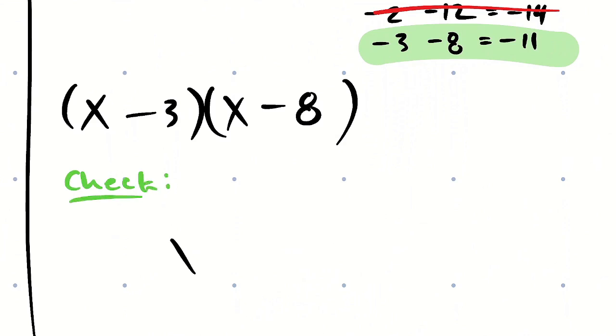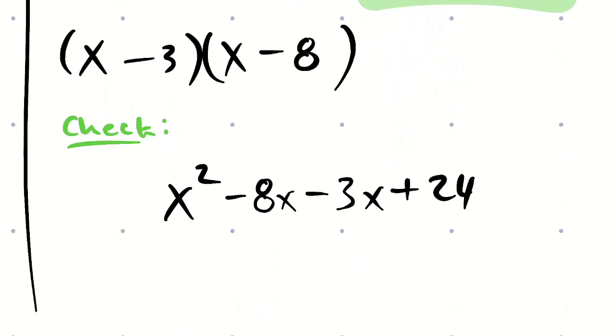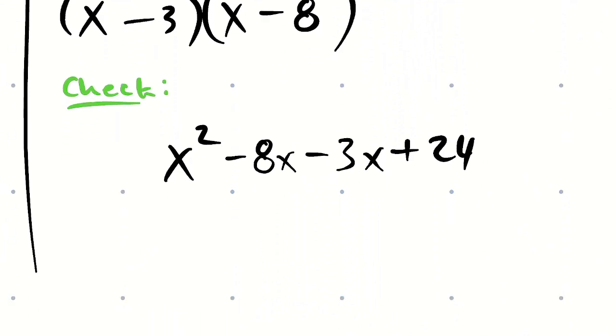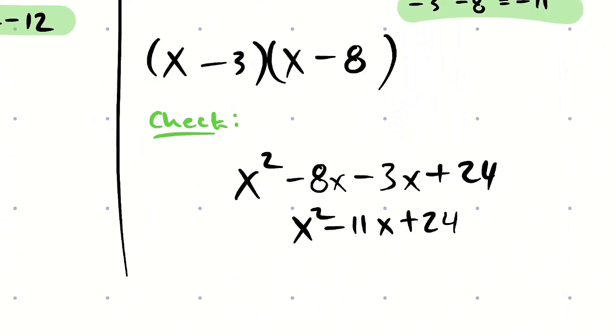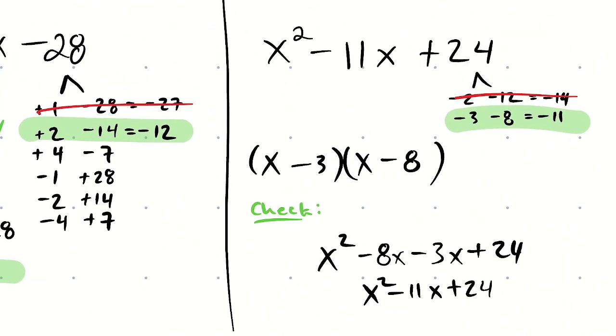X times x is x squared. X times negative 8 is negative 8x. Negative 3 times x is negative 3x. And then negative 3 times negative 8 is positive 24. And then those two terms, we combine them and we get negative 11x. And we drag down the other two. X squared. So, looks like that checks out. We end up with what we started. So, this answer is correct. All right.